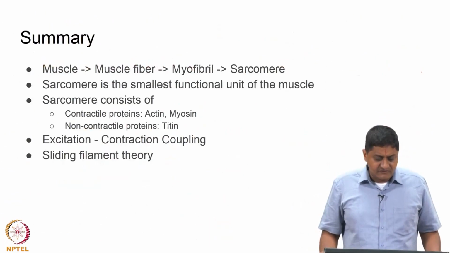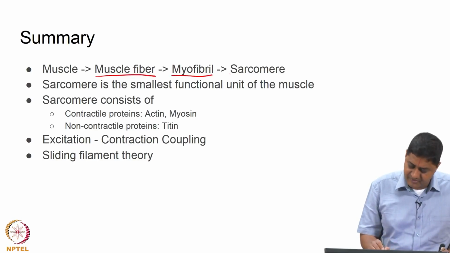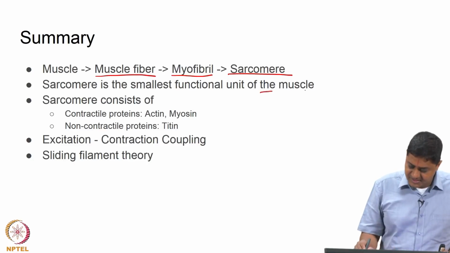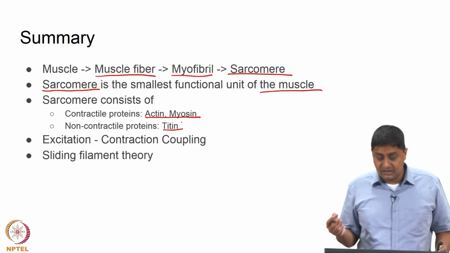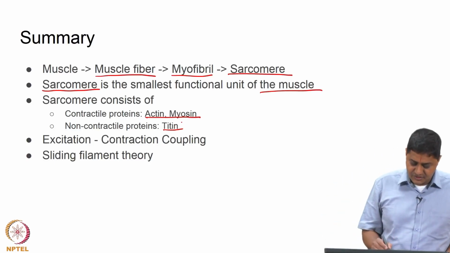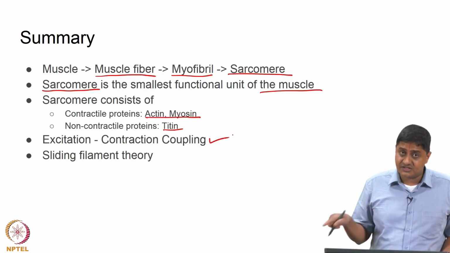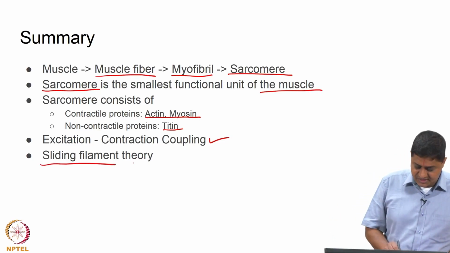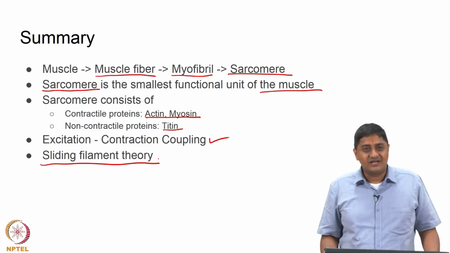So, what we have seen so far is that muscles are composed of muscle fibers, which are composed of myofibrils, which are composed of sarcomeres, and the smallest functional unit of the muscle is the sarcomere. It consists of actin and myosin and non-contractile proteins such as titin that hold the thick filament in place. We also saw in today's class excitation contraction coupling, how excitation that is coming in causes contraction. How is this caused? Due to the crucial role of calcium, right. And we also discussed in relatively good detail the sliding filament theory. With this, we come to the end of this lecture. Thank you very much for your attention.